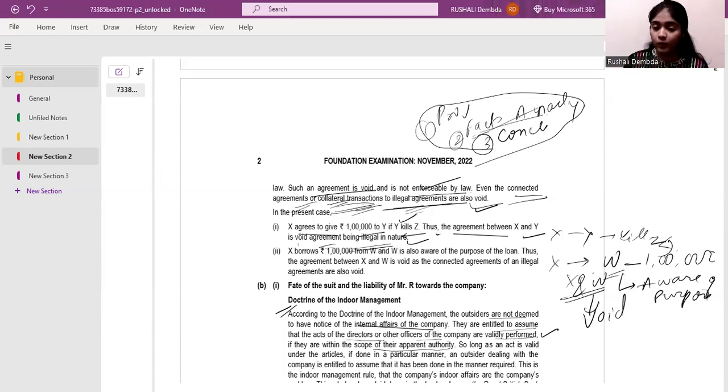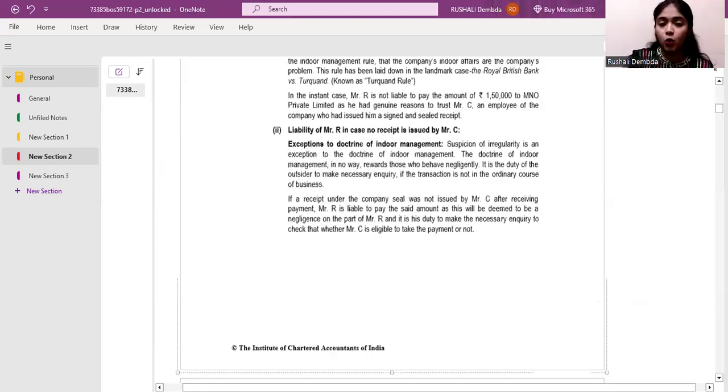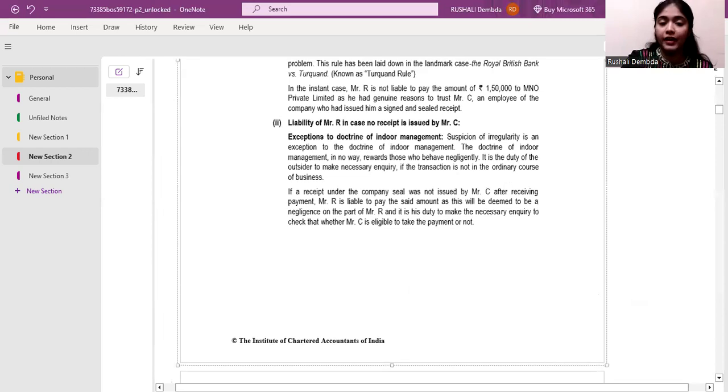Okay, that is where we'll be wrong. We also have to check the authority, like the person whom we are giving the money, or the person whom we are believing as the officer, he should have the authority. So long as an act is valid under the articles, and it's done in a particular manner, an outsider dealing with the company is entitled to assume that it has been done in the manner required. The outsider is going to assume that it was done correctly, there was nothing wrong. This is the indoor management rule. This is the doctrine of indoor management.